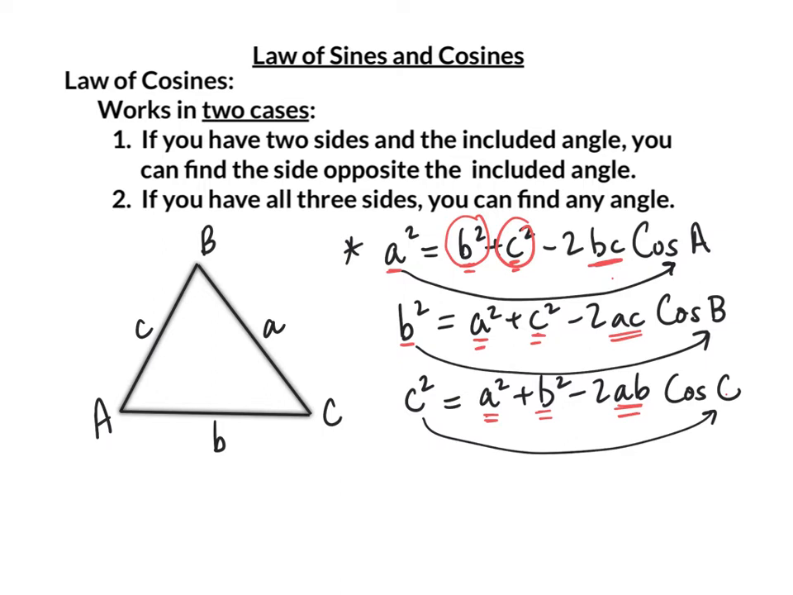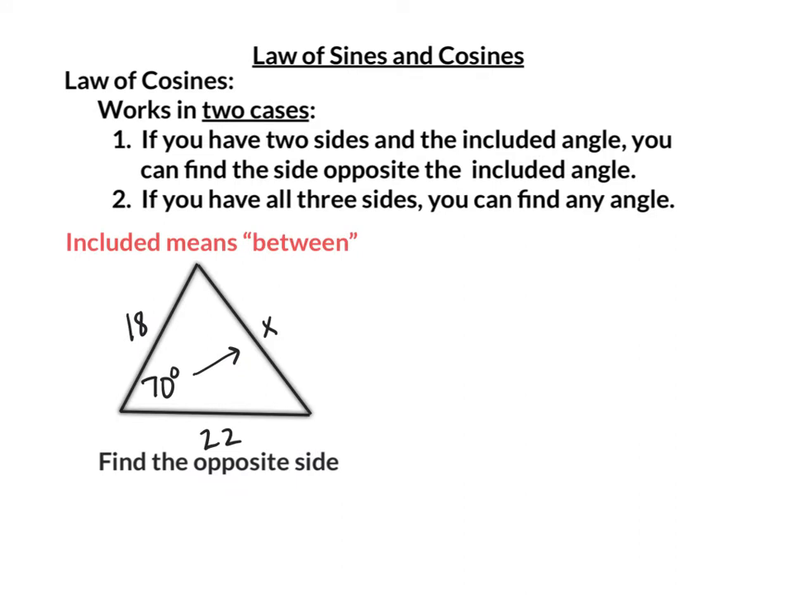Let's try an example. Very important. When can you use this? If you have two sides and the included angle, you can find the opposite side. That's our first example. And then if you have all three sides, you can find any angle. Let's give this a shot. So the law of cosines says that a squared equals b squared plus c squared minus 2bc cosine of angle A, where little a is opposite angle A. If we're going to find a side, we have to start with that side.